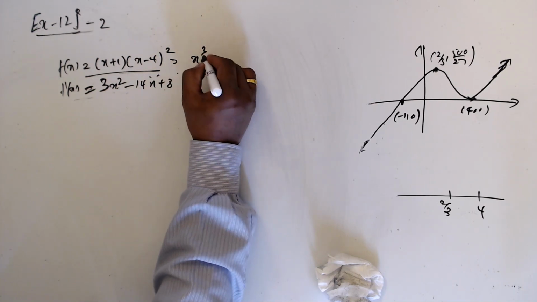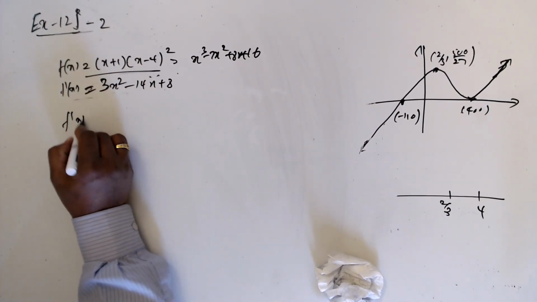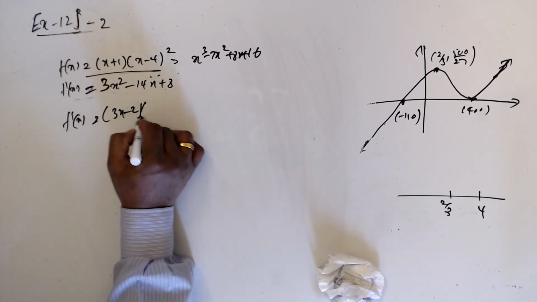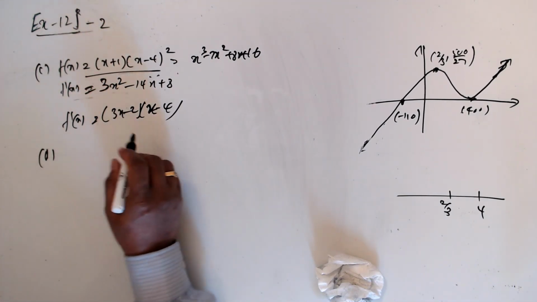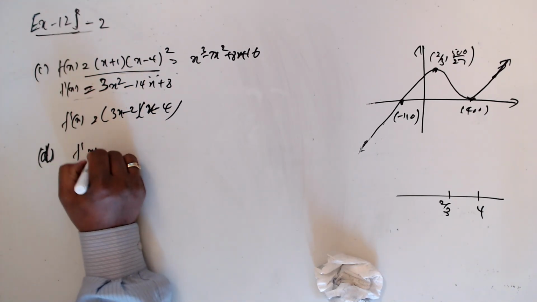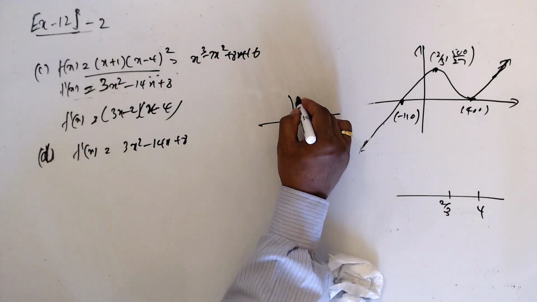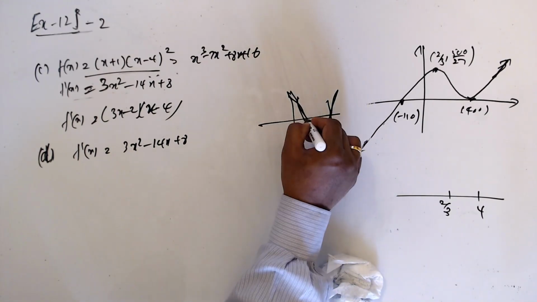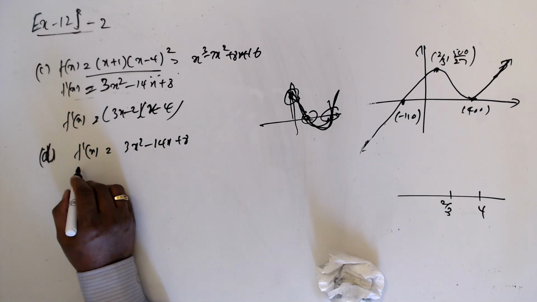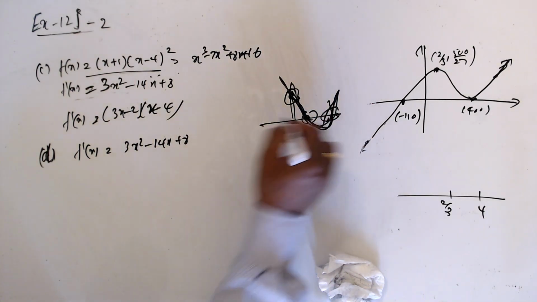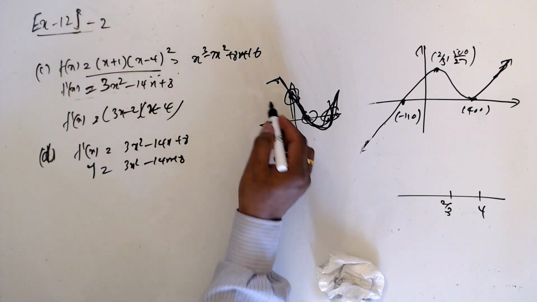This is x cubed minus 7x squared plus 8x plus 16, and now f dash is this one. When you break it out, you can get (3x minus 2)(x minus 4). We did this one. Now this is part C and part D. This is f dash x equals 3x squared minus 14x plus 8. Now from this graph we want to find the exact values, this one and this one. So we'll take y equals 3x squared minus 14x plus 8.